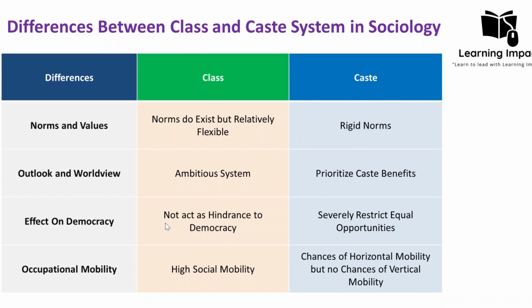Then the class system does not necessarily act as a hindrance to democracy, because the classification is mostly based on education, social status, the work one does, and the capabilities of the individual. But in the case of the caste system, it can severely restrict equal opportunities because it does not promote democracy. It severely limits the equal opportunity of an individual to rise from one status to another.